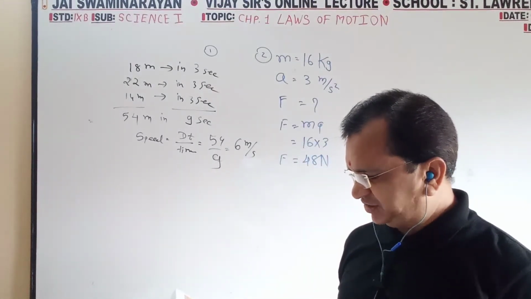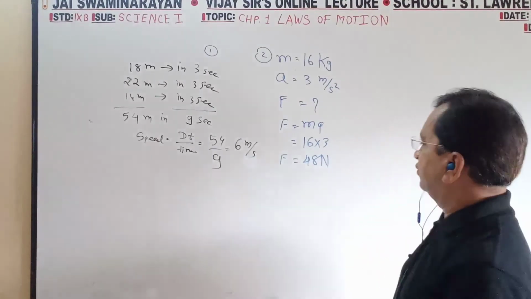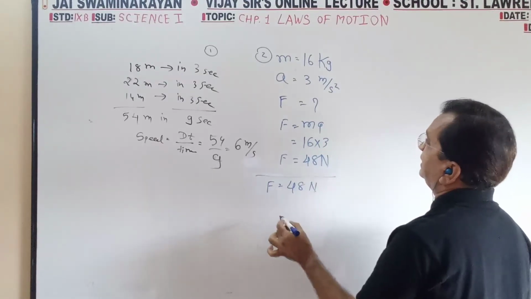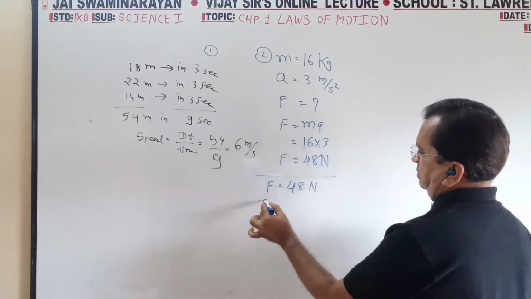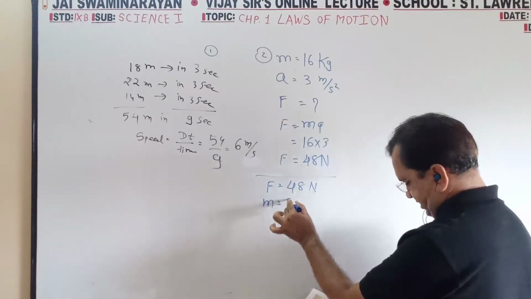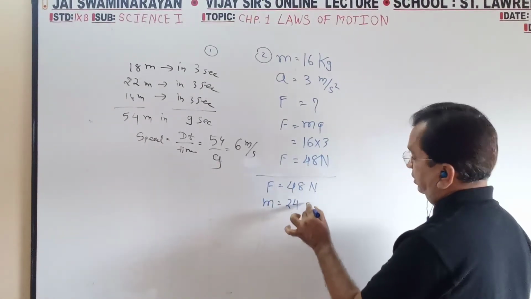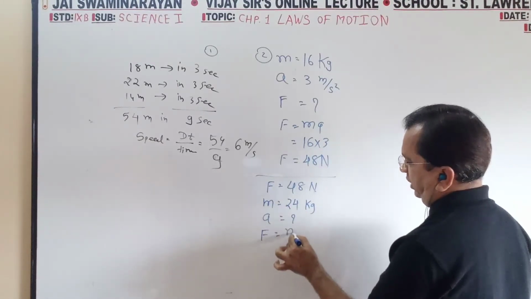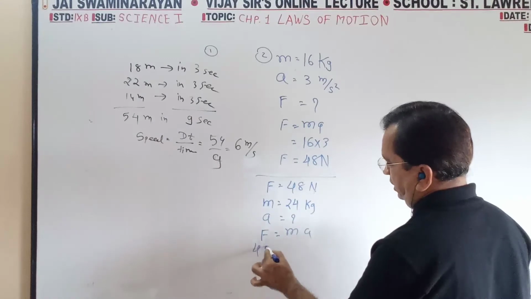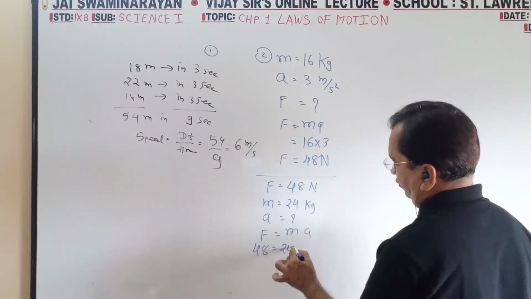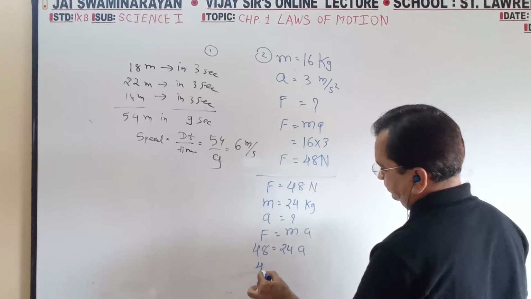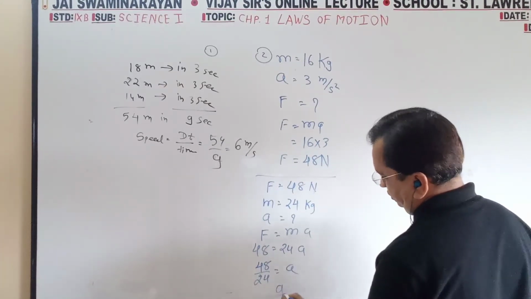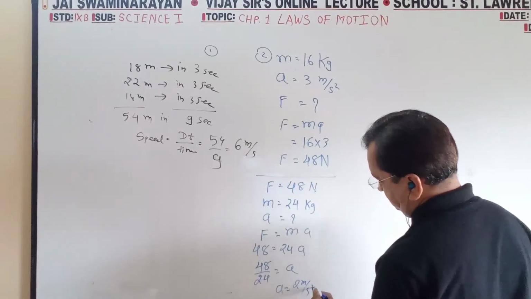How much will be the acceleration if, with the same force, the force is now 48 Newton and the mass is 24 kg? Now we have to find A. Again F is equal to MA. F is 48, M is 24, so A is equal to 2 meter per second square.